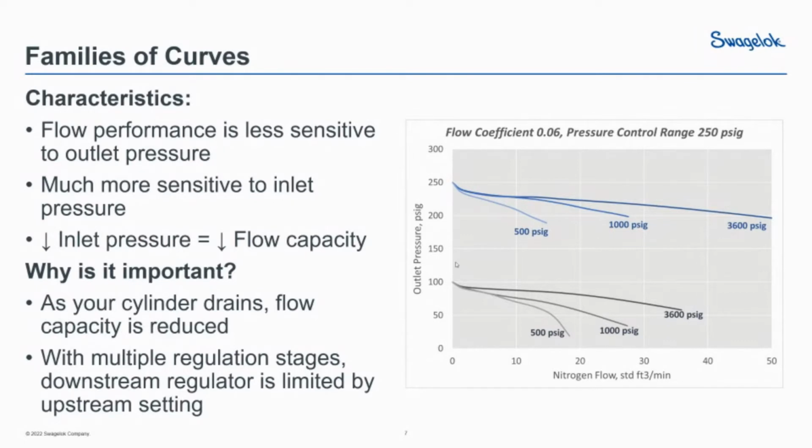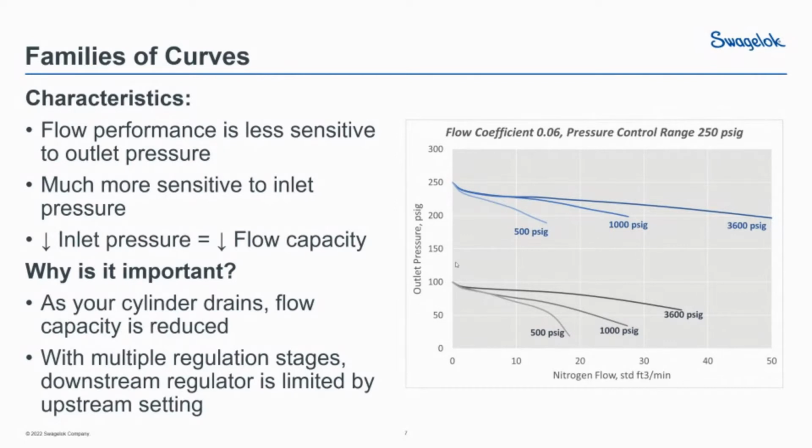Why is this important? Well, very often in our gas systems, the very first thing in line is a bottle, a gas cylinder, some fixed volume that begins at a high pressure and will go through a drastic pressure change as you drain it. So as your cylinder drains, the pressure at the first stage regulator goes down. And as you can see on the flow curves on the right, your flow capacity will be reduced.